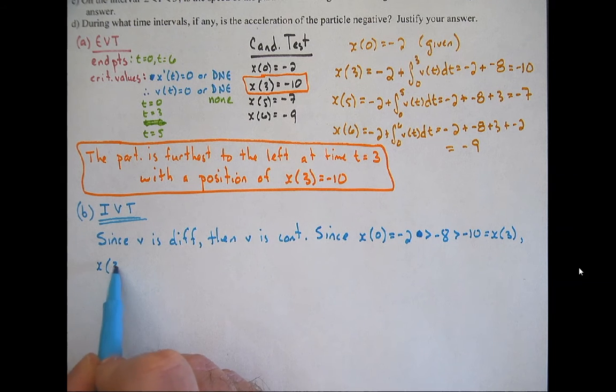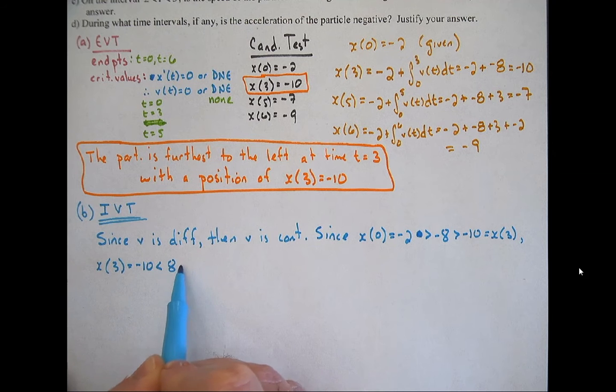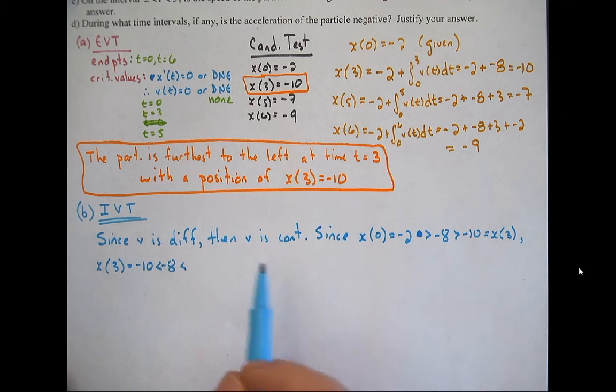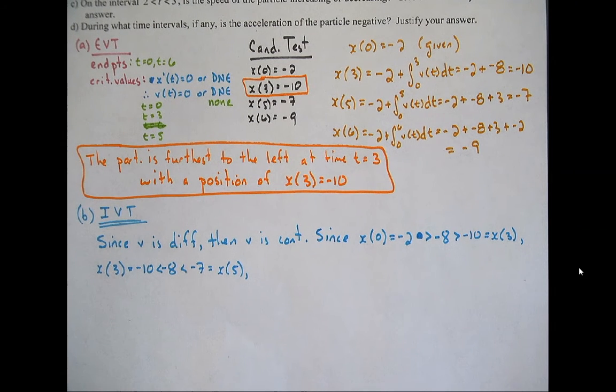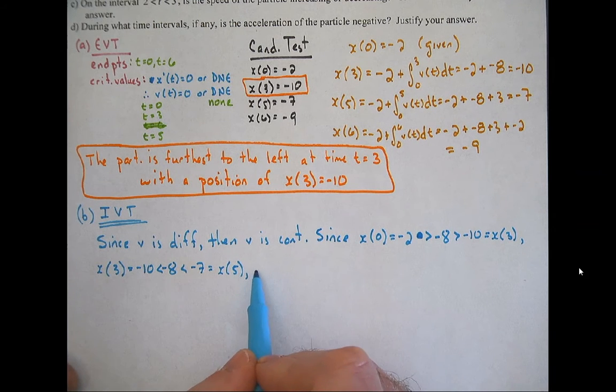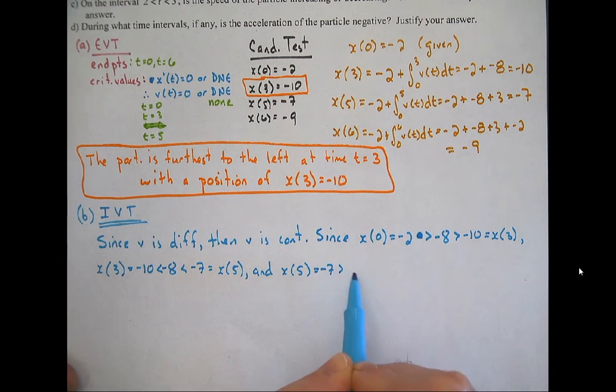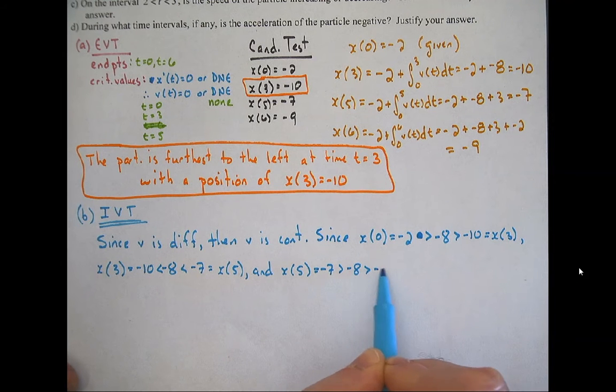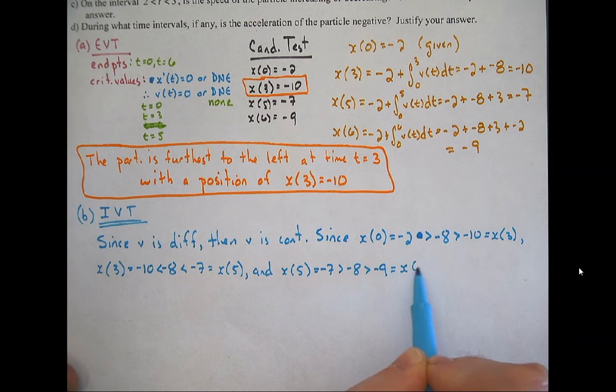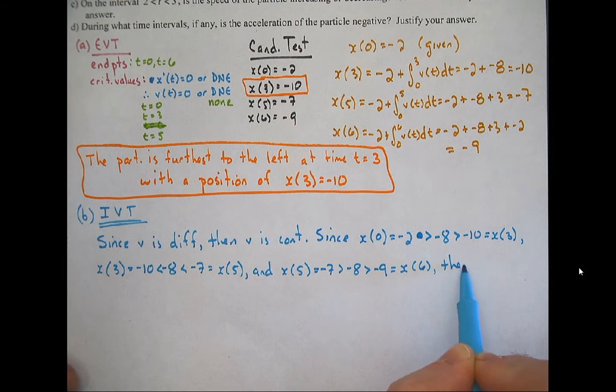X of 3 equals -10, which is less than -8, which is less than -7, which equals X of 5. And look, you should be pausing. If you feel like you can do this without just watching me do it, you should pause. And X of 5 is equal to -7, which is greater than -8, which is greater than -9, which equals X of 6.